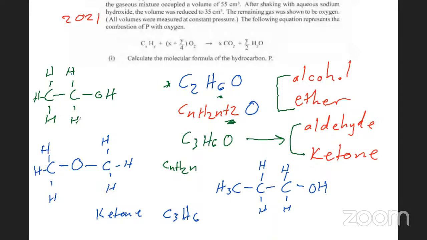So these 2 examples are for functional group isomerism. So clearly, you have 2 different functional groups, all right, but they have the same molecular formula. So with chain isomerism, you are changing the arrangement of the carbon atoms. With functional group isomerism, you must get 2 different functional groups.